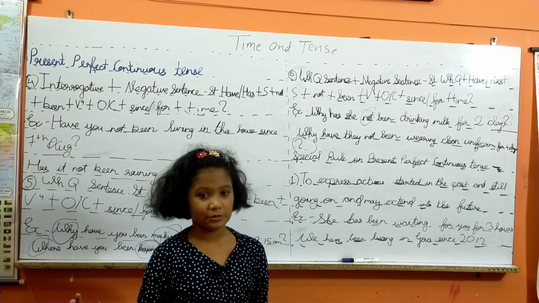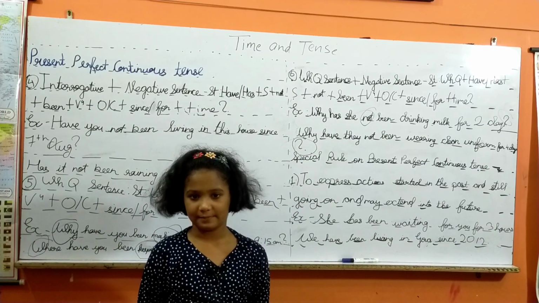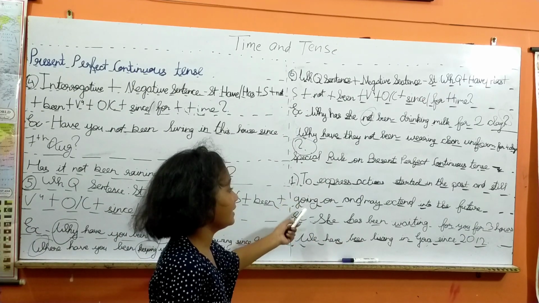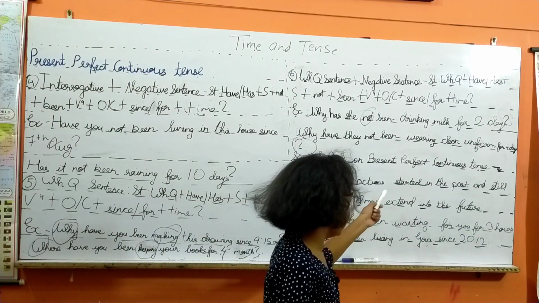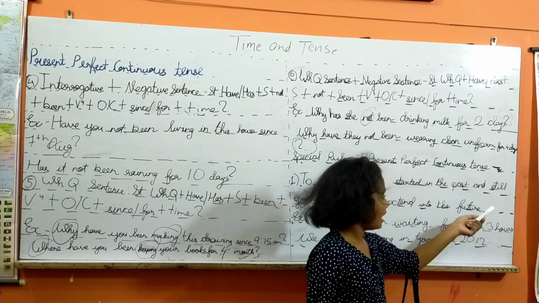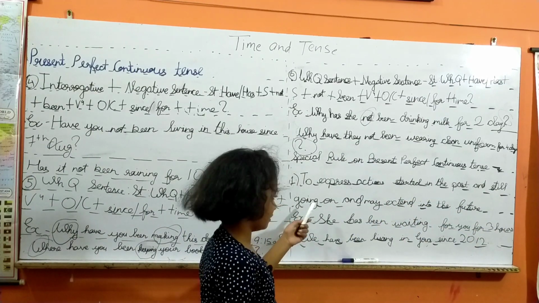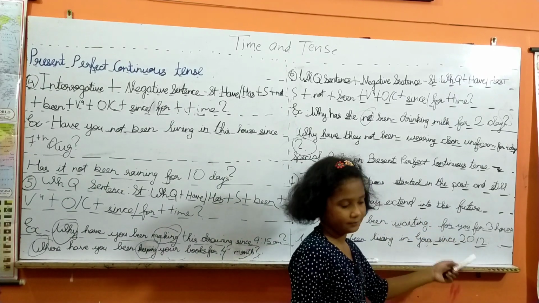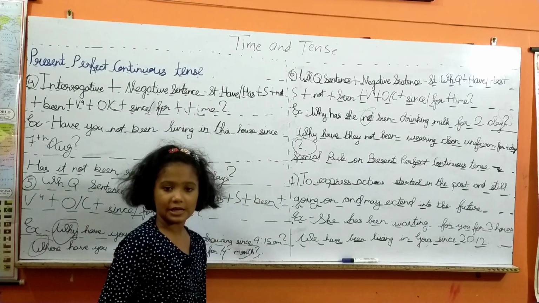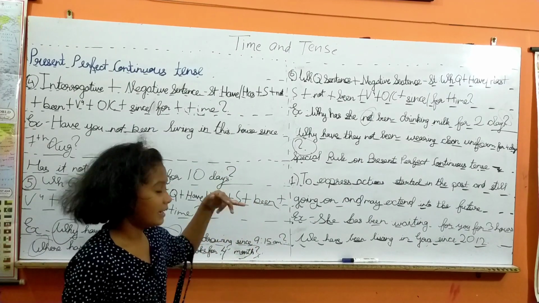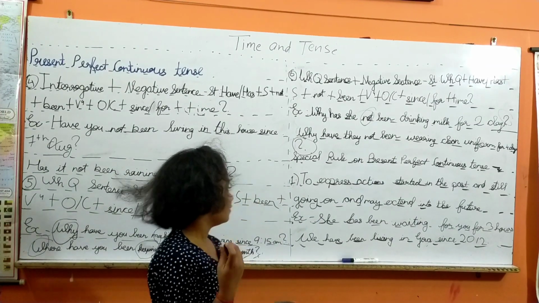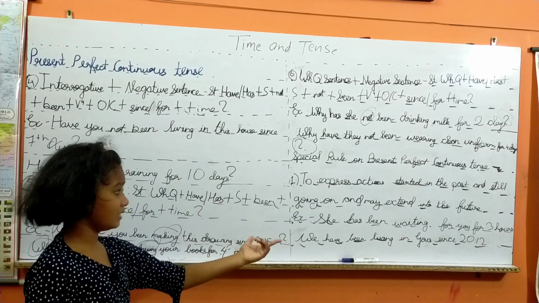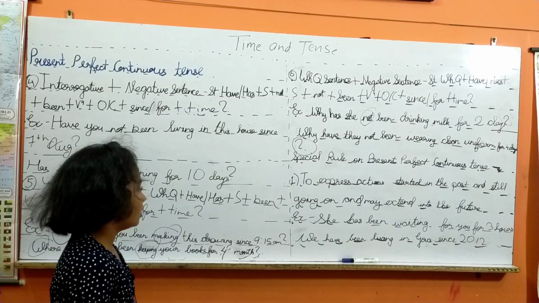Then we will see a special rule on present perfect continuous tense. There is only one rule of present perfect continuous tense, and we will learn it. That is to express actions started in the past and still going on and may extend into the future. Means the action has earlier started but it is still going. That action is still going and may extend into the future time.